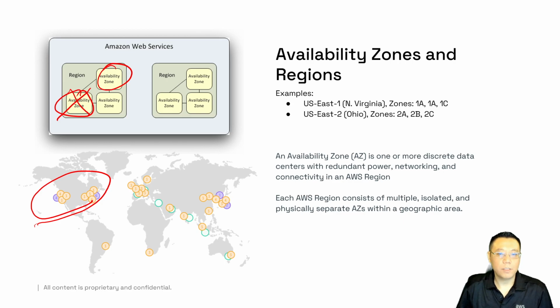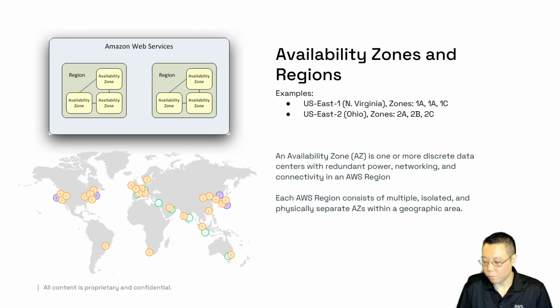Now, let's just say King Kong comes around and says, we're going to destroy an entire zone. You can have multiple region replication going on to have that multiple failover capability in the event of a true disaster.